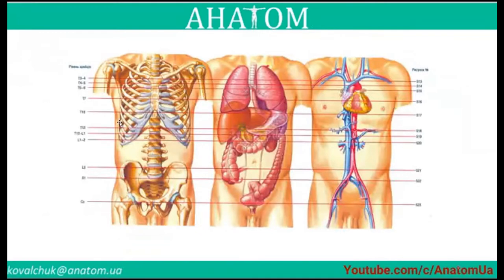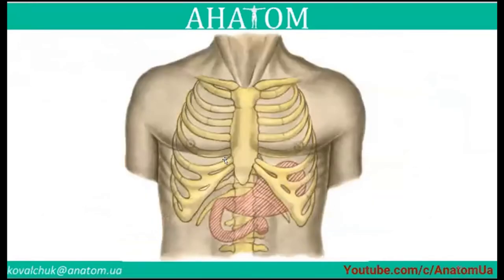An important moment for all internal organs is topography. Topography consists of three parts. First of all, skeletotopy. Next, syntopy and holotopy. Holotopy is the projection to the skin, to some regions in the human body. And one variant is where our stomach is located.